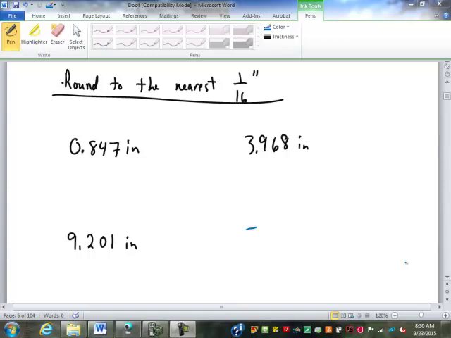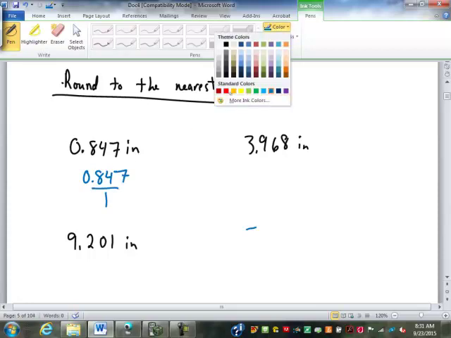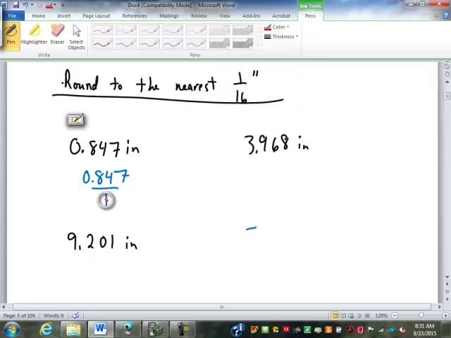Okay, so I asked you to round these to the nearest 16th of an inch. What we're doing with these is first turning them into fractions, but not how we would normally turn a decimal into a fraction. We're just turning it into a fraction as quickly as possible. So the 0.847, I'm just going to make it 0.847 over 1. Right now it's a fraction with a denominator of 1, but we want the denominator to be 16. So to change it, I'm going to multiply by 16. What I multiply the bottom or the denominator by, I must also multiply the numerator or the top by.